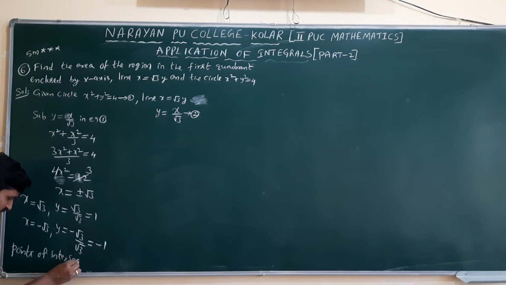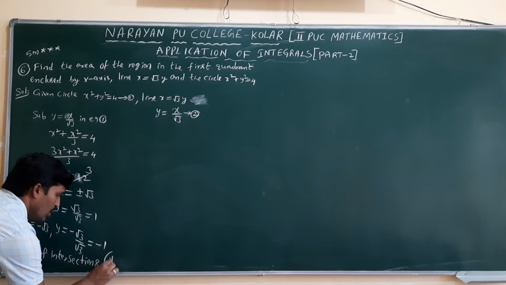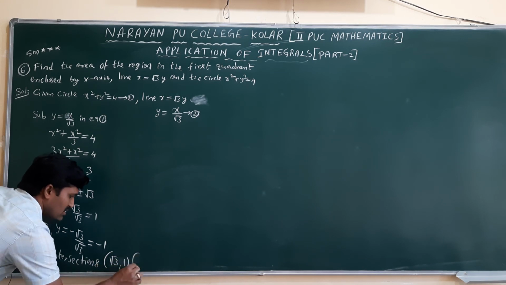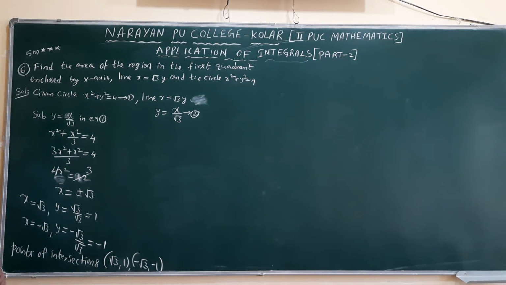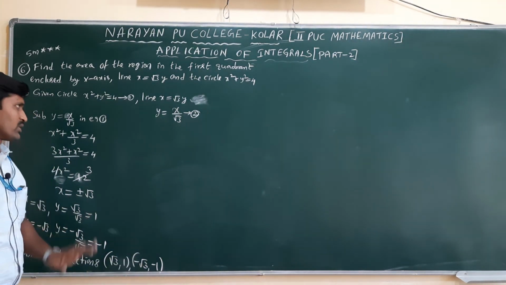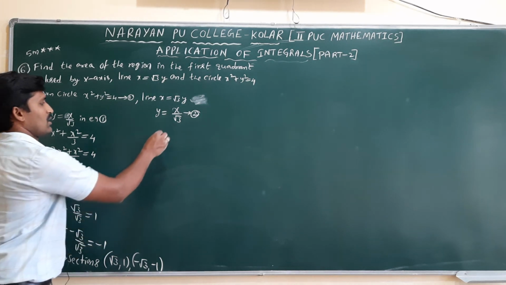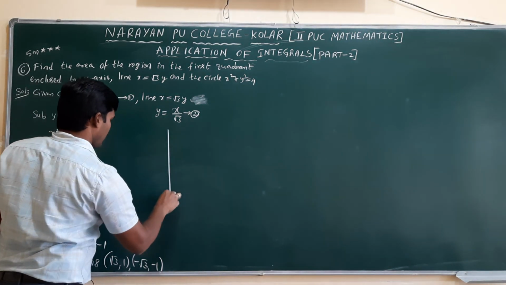Points of intersection we got: the first point is root 3 comma 1, next minus root 3 comma minus 1. That means these two curves intersect in the first quadrant and the third quadrant. Now from this we can draw the diagram.